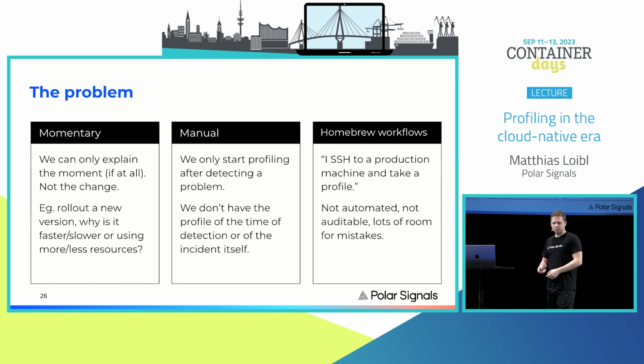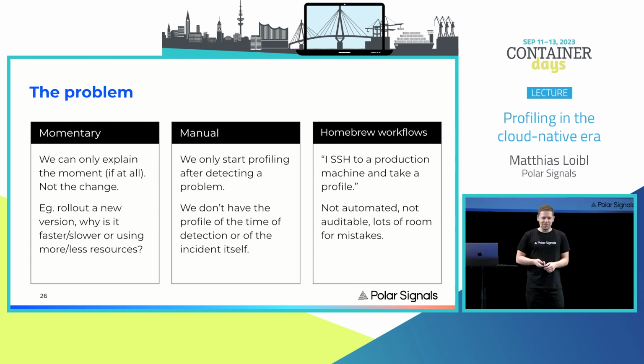But the problem with that is it's only a snapshot of those 10 seconds, right? So we cannot really explain what happened over time, like rolling out a new version, why is it slower, why is it faster, etc. It's quite manual. We still need to go into our terminal and type down some things, or have something pulling the profile in some other way. And then again, if you need to go to some production system, you need to port forward or SSH into that machine. And it's not really nice and feasible.